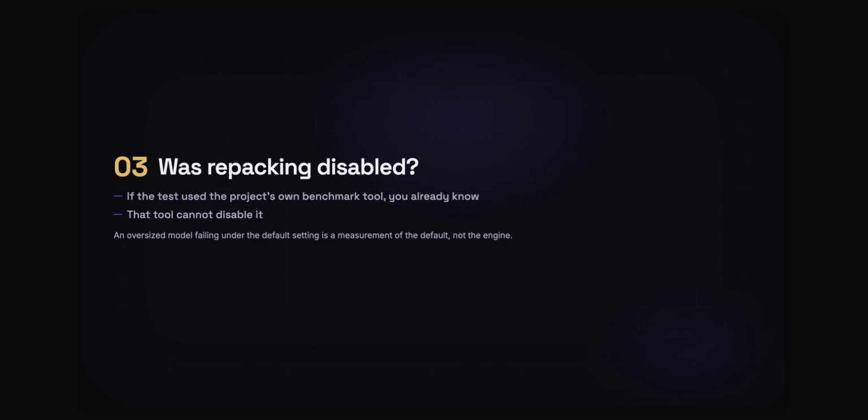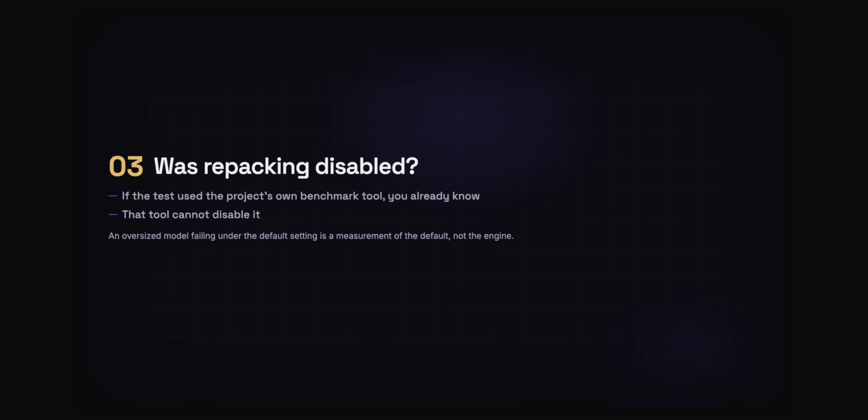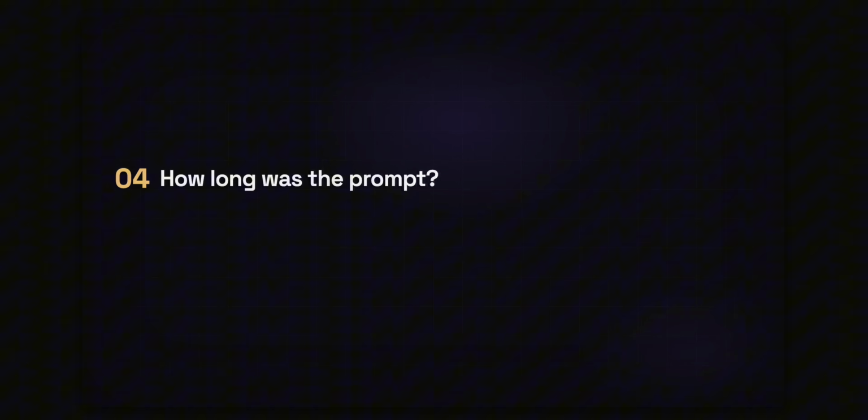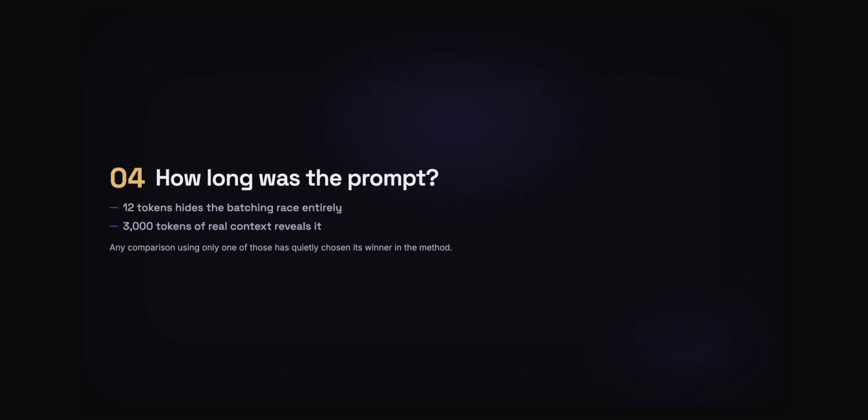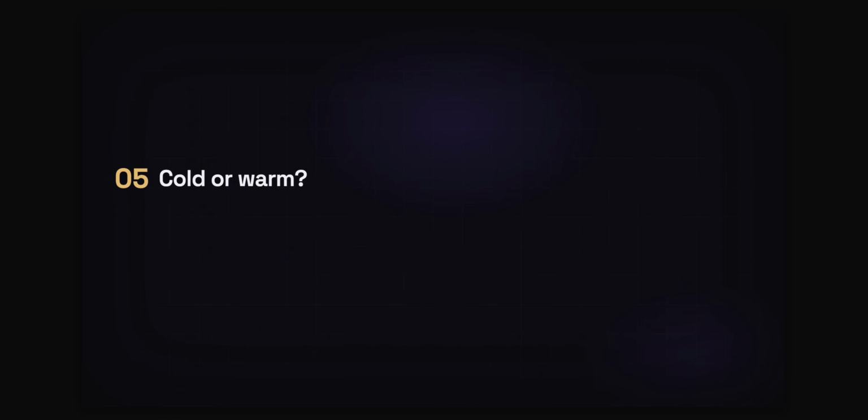3. And this one is the trap we found in the source. Was repacking disabled? If the test used the project's own benchmark tool, you already know the answer, because that tool cannot disable it. An oversized model failing or crawling under the default setting is a measurement of the default, not the engine. 4. How long was the prompt? A 12-token toy prompt hides the batching race entirely. 3,000 tokens of real context reveals it. Any comparison using only one of those has quietly chosen its winner in the method.